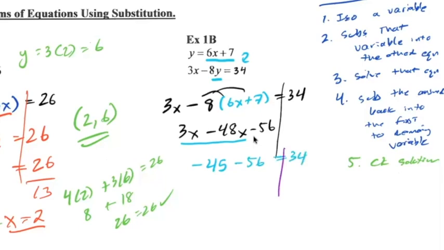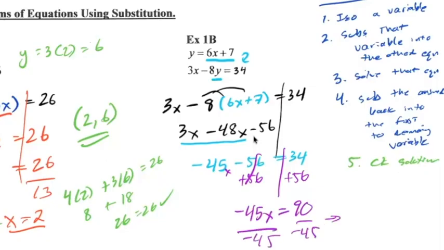And now we would add 56 to both sides. These will cancel out. Oops, forgot the x. Negative 45x equals 90. Now we divide by negative 45, and we get x equals negative 2. I only have my x. I have to go back and find my y.